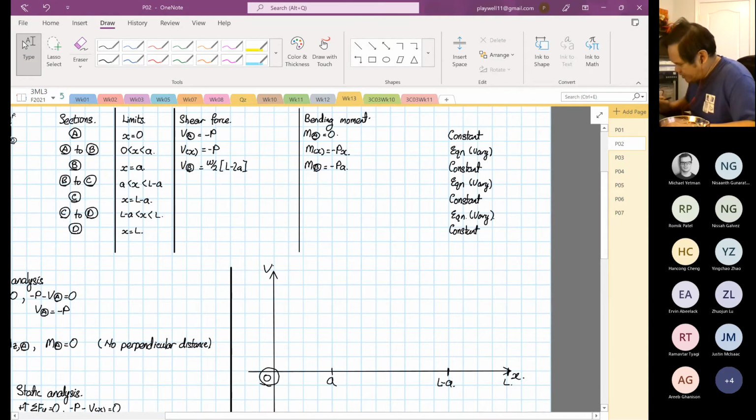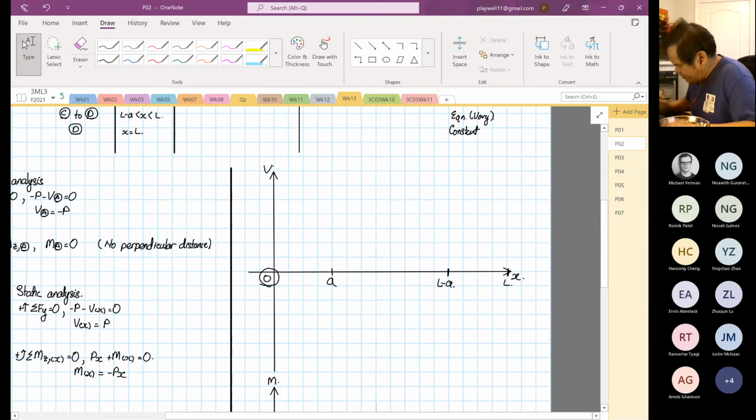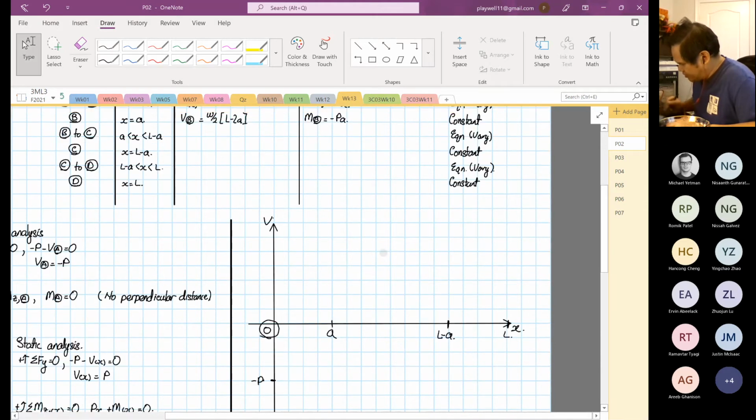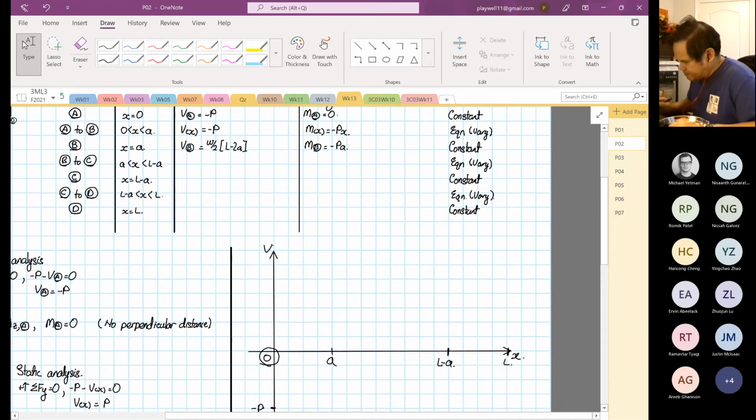Okay, now let's look at the shear force. So the shear force at point A is minus P. So I'm going to call this my minus P. Let's do the shear force diagram first. Along A to B is also minus P. So it's minus P all the way, right?